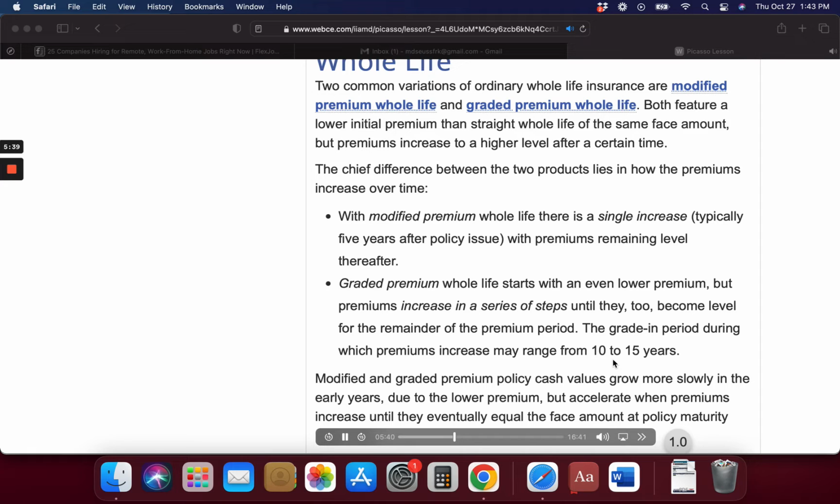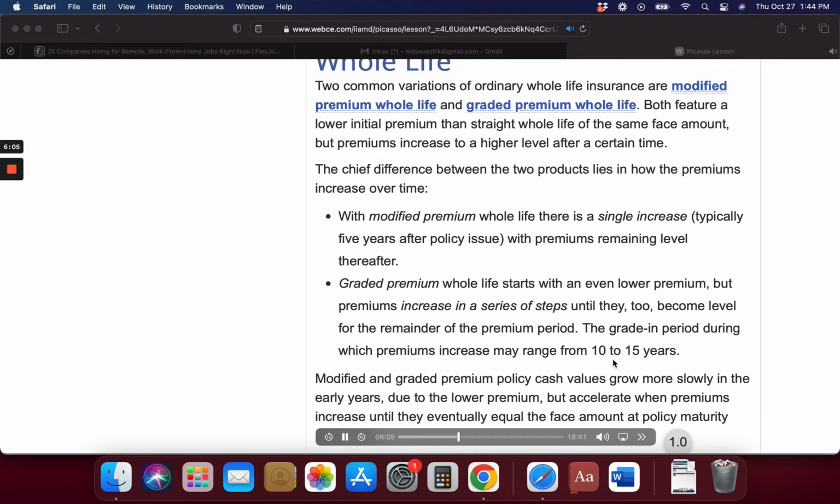With modified premium whole life there is a single increase, typically 5 years after policy issue, with premiums remaining level thereafter. Graded premium whole life starts with an even lower premium, but premiums increase in a series of steps until they, too, become level for the remainder of the premium period. The grade-in period during which premiums increase may range from 10 to 15 years.